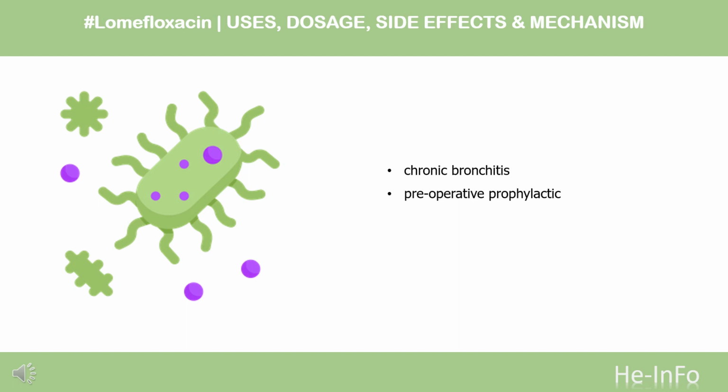What is lomefloxacin used for? For the treatment of bacterial infections of the respiratory tract, chronic bronchitis, and urinary tract, and as a preoperative prophylactic to prevent urinary tract infection caused by S. pneumoniae, H. influenzae, S. aureus, P. aeruginosa, E. cloacae, P. mirabilis, C. subversus, S. aspergillosis, E. coli, and K. pneumoniae.